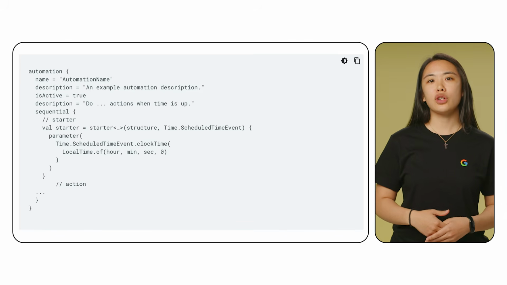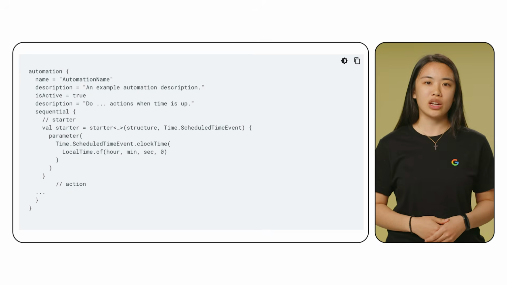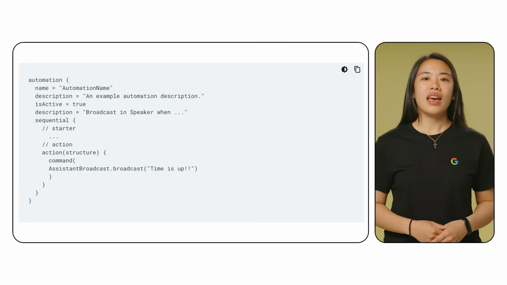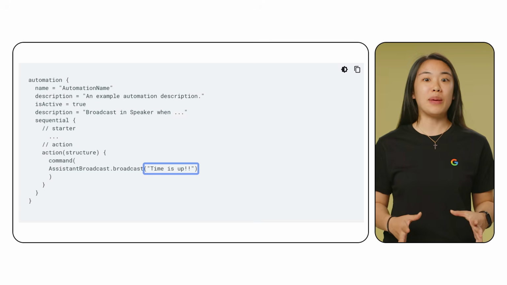This code sample shows a scheduled time event as the starter, and when time is up, then we can perform an action. Another example of a more sophisticated automation is using the assistant broadcast as an action. The assistant broadcast trait is available either as a device-level trait in a speaker device, if the speaker supports it, or as a structure-level trait, because Google speakers and Android mobile devices can play assistant broadcasts. The example here shows an action where assistant broadcast announces that time is up.